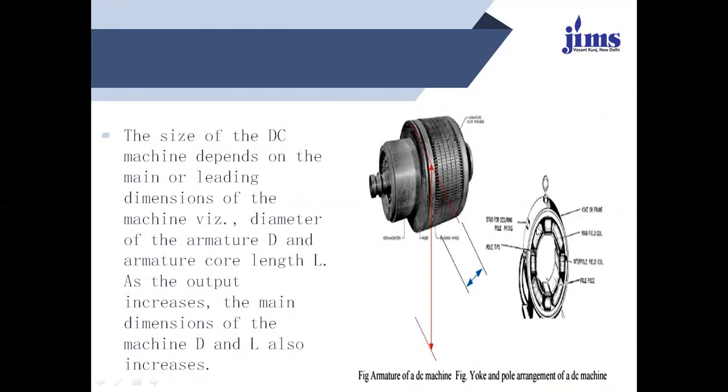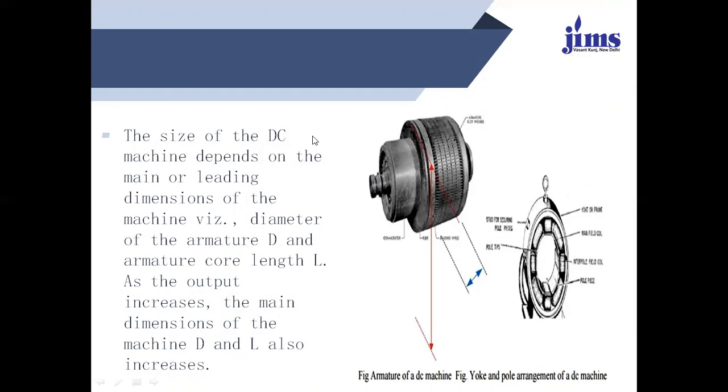Interpoles are the supporting poles associated with the machine so that the losses of the machine will be minimized. And this part is the rotor part of the machine where the windings will be placed, and this part is the commutator part, and this is the rotor part of the machine.